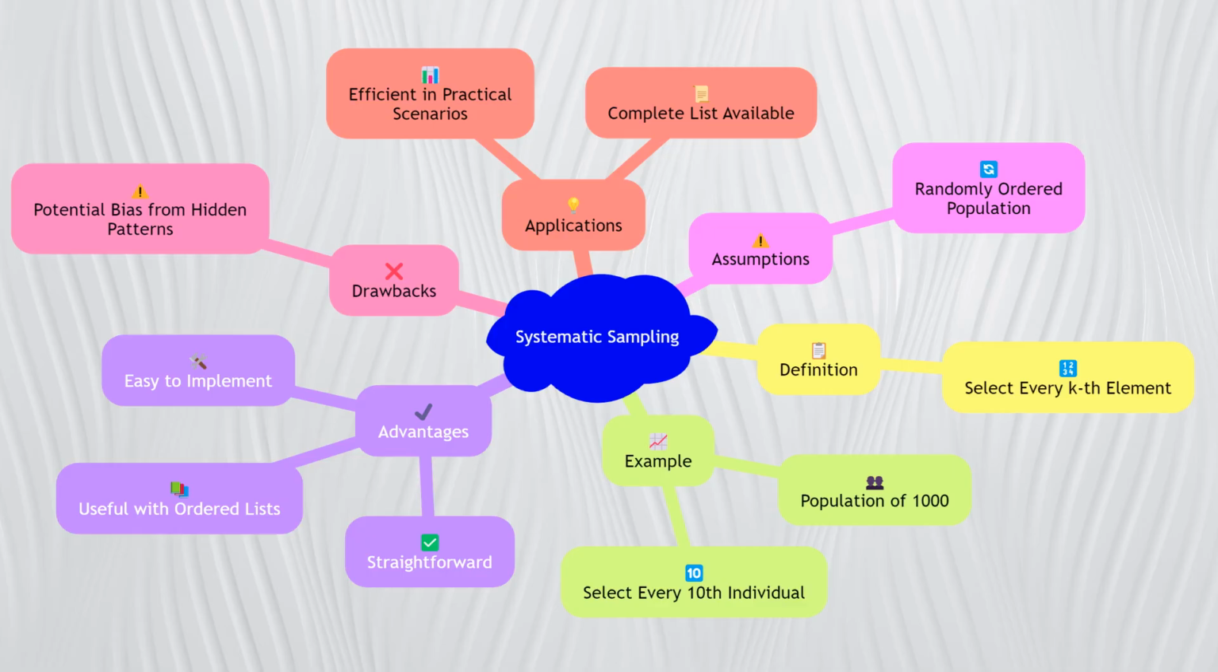Systematic sampling involves selecting every kth element from a list of the population. For instance, if you have a list of 1,000 individuals and you want a sample of 100, you would select every 10th individual. This method is straightforward and easy to implement, especially when dealing with ordered lists.